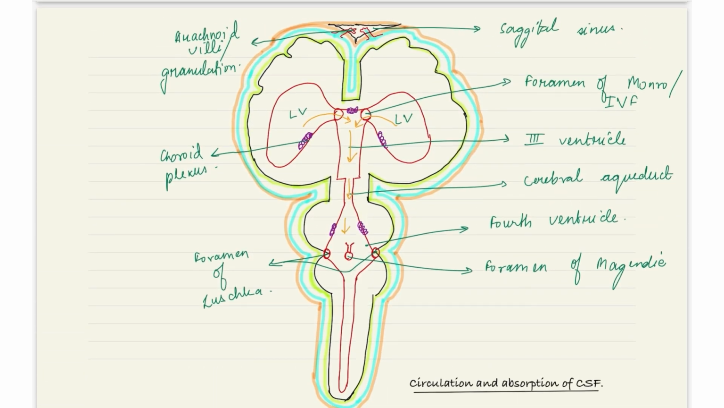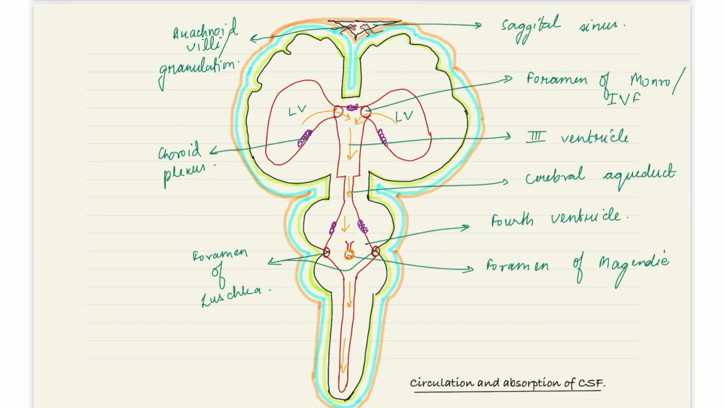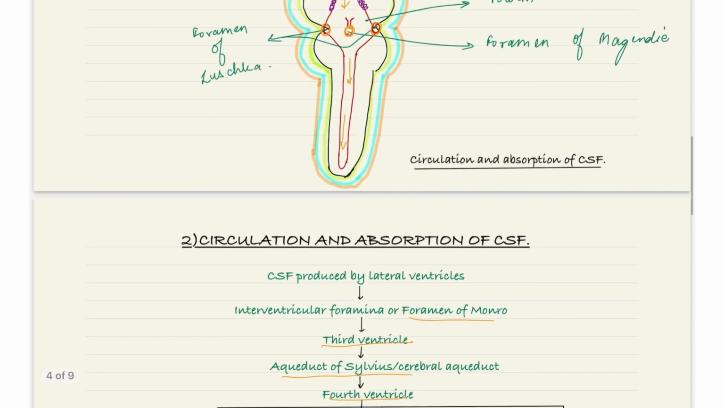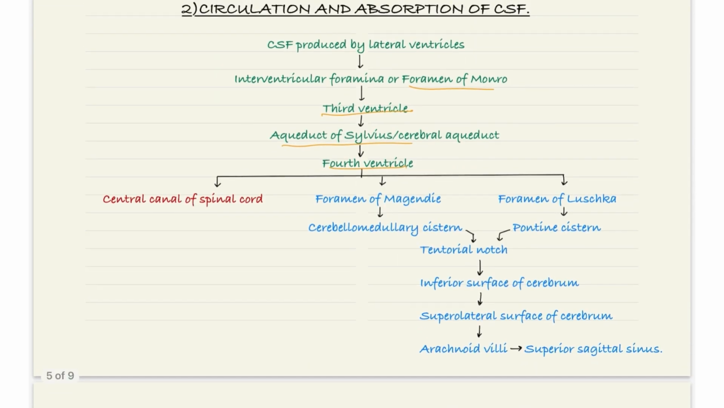Now from the fourth ventricle there are three routes. Either it will go into the central canal of the spinal cord. Here is the dead end. Or it will go from the foramen of Magendie to the cerebellomedullary cistern, or it will go from the foramen of Luschka to the pontine cistern. So here you can see either to the central canal of the spinal cord or to the foramen of Magendie or to the foramen of Luschka.